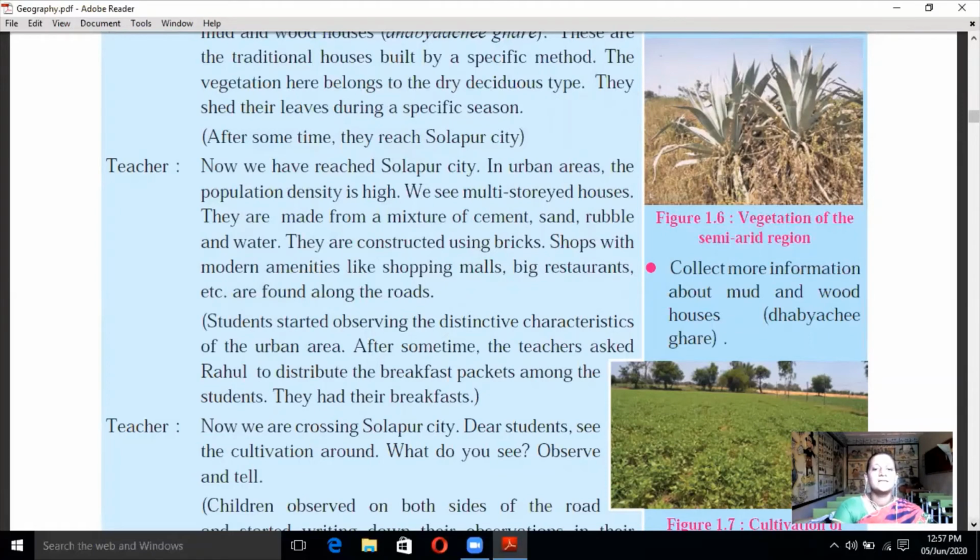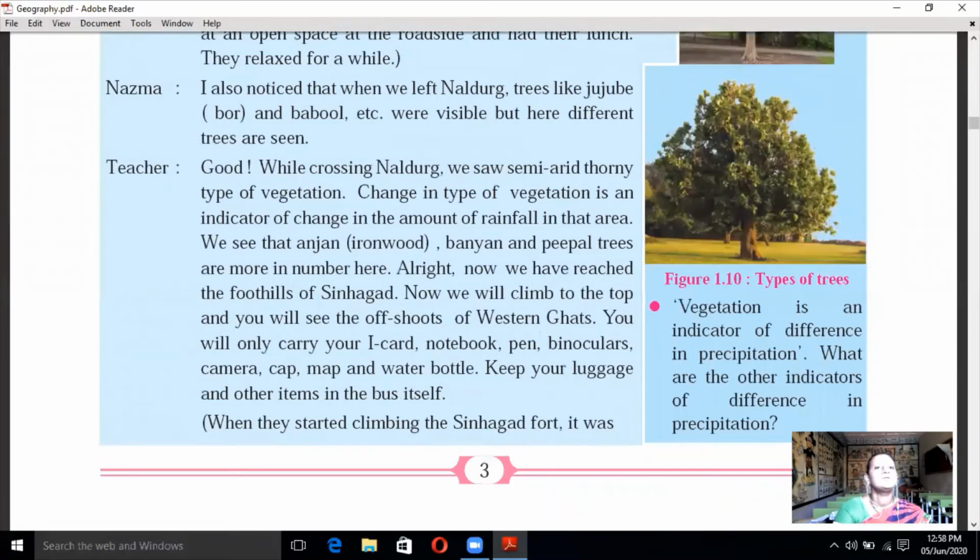After some time, Rahul distributed the breakfast packs among the students, and they took their breakfast. Now the teacher is saying that they are crossing the Solapur city. In their field visit, the whole group with their teacher went to the Solapur city. Now, the teacher asked them to see the surroundings and observe the Solapur city, and try to discuss it.